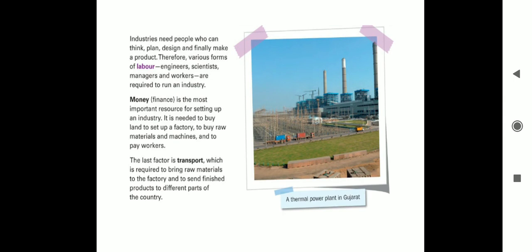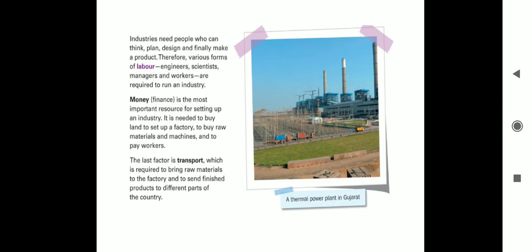It is necessary to buy land to set up a factory. Suppose I want to set up a factory. First of all, I need to buy land; for land, I need money. To buy raw materials, I need money. To buy machines, I need money. To pay the workers, I need money. So you saw, at every step, money, or finance, is required.